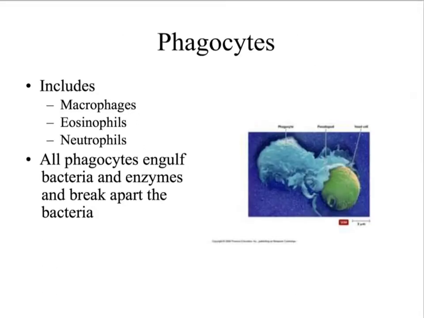So a phagocyte is a type of cell. It's a general type of cell in which they completely engulf and surround a bacteria, and then they have enzymes that break it apart. You can see in that picture the blue thing is the phagocyte, and the green thing is the cell that's being engulfed. And this includes macrophages, eosinophils, and neutrophils.